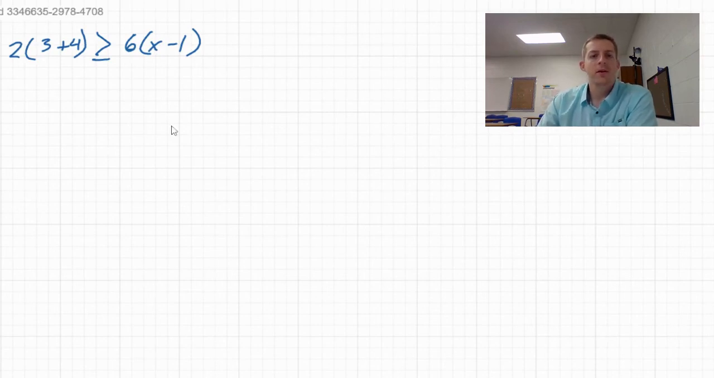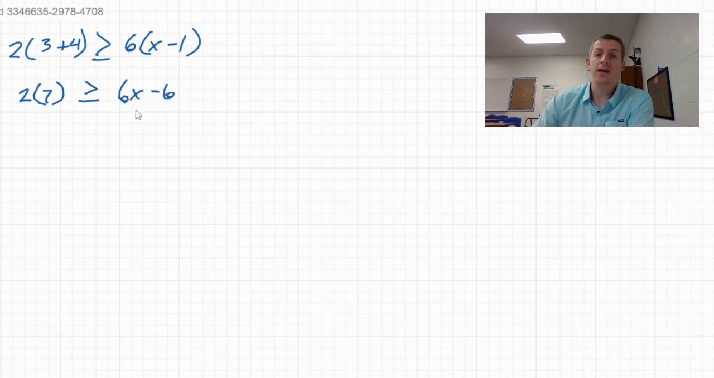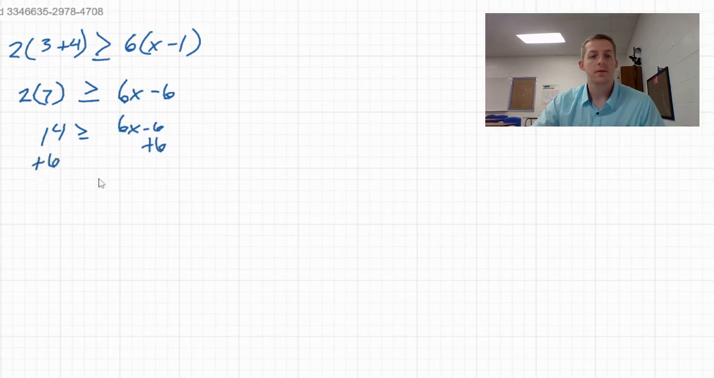Well, first off, we're going to follow PEMDAS, so we need to take care of the parentheses first. Over here, I can simplify it, so it'll just be 2 times 3 plus 4 is 7, and that's greater than or equal to, keep your signs. I'm going to distribute the 6, so 6x minus 6. Can't simplify those, so that's just how it has to be. 2 times 7, 14, 6x minus 6. Now we need to add the 6 to both sides, plus 6. So now we have 20 is greater than or equal to 6x.